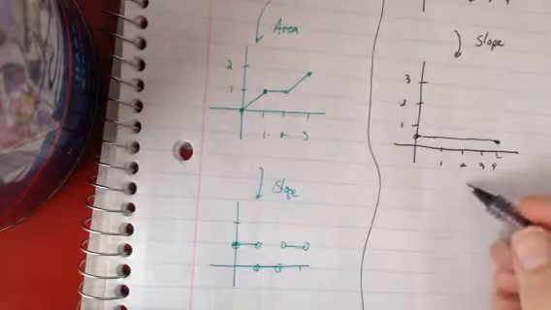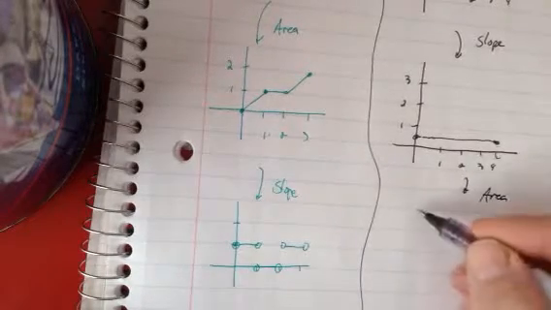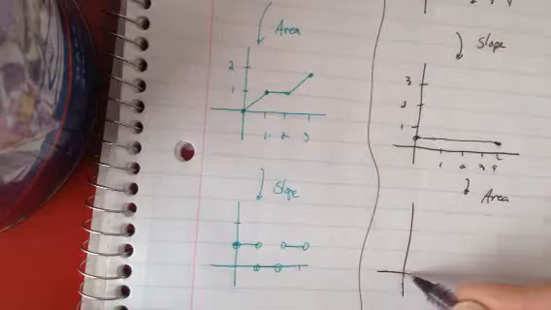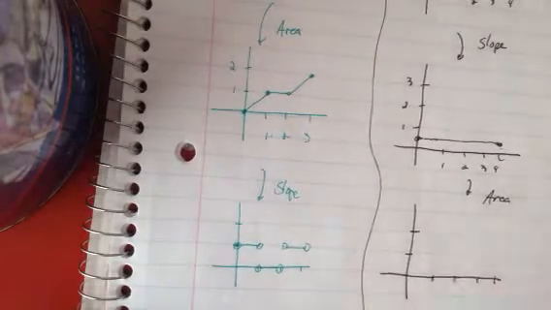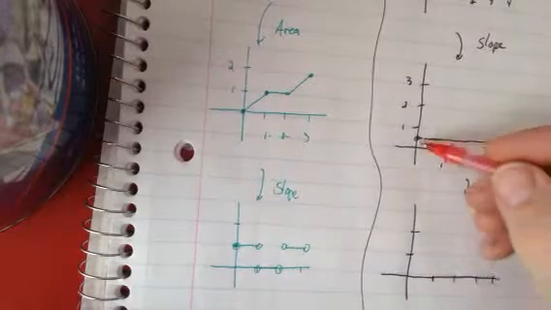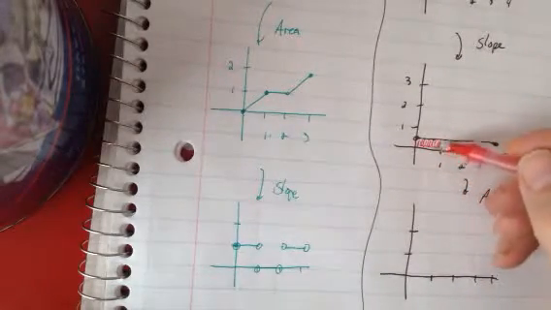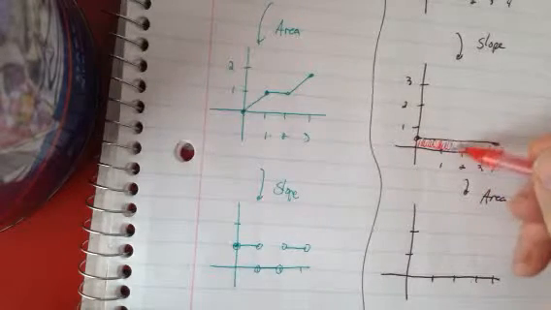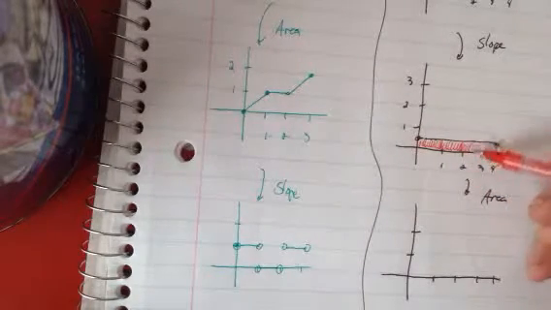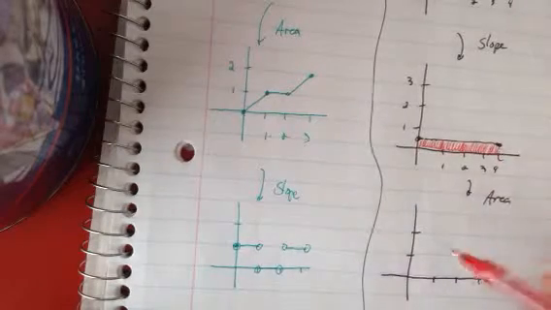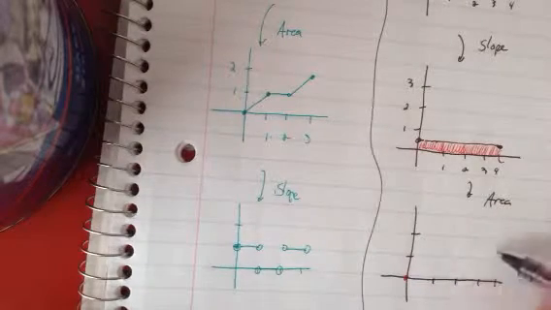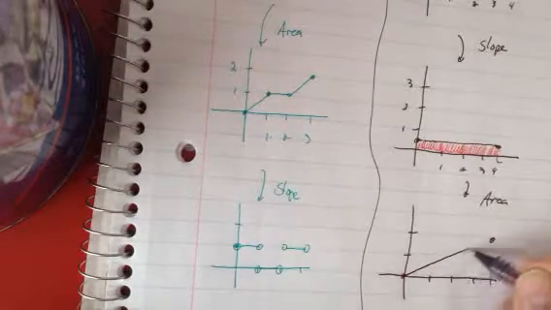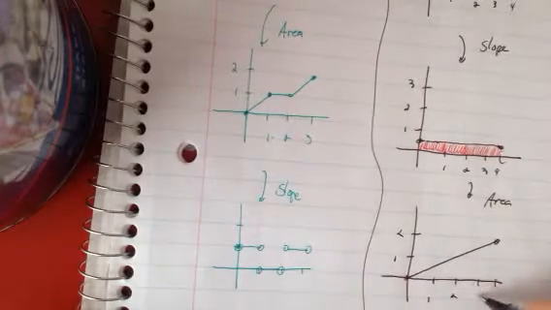Easy enough. Now let's take the area of the slope function. Let's see what we get. 1, 2, 3, 4, 1, 2. As we accumulate area, up to 1/2, up to 1, 1.5, 2. So it goes from 0 to 2. Lo and behold, we have the same function we started with.